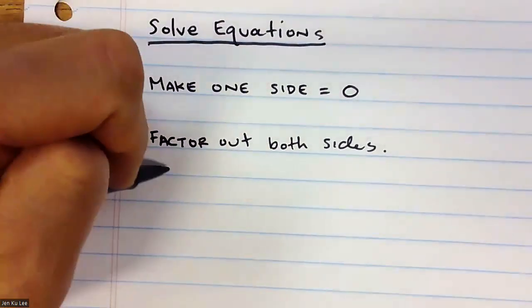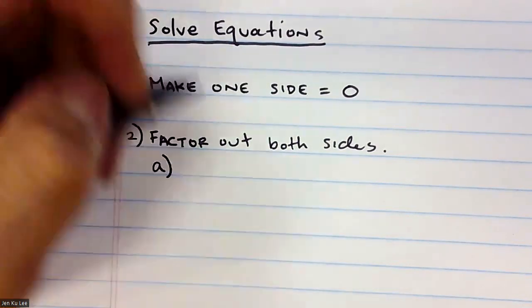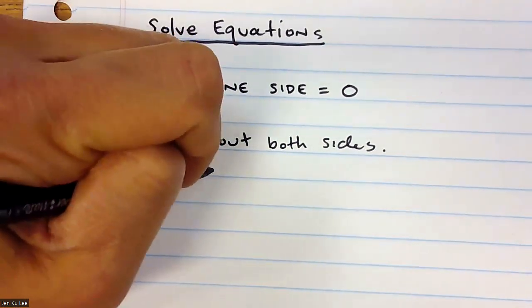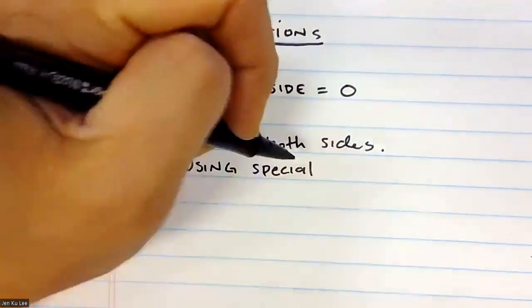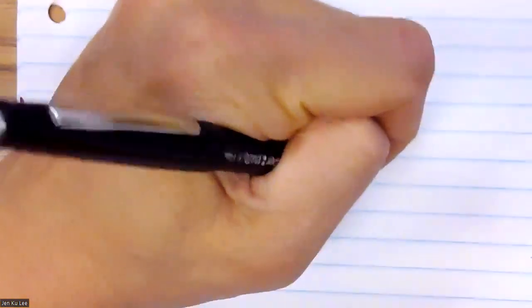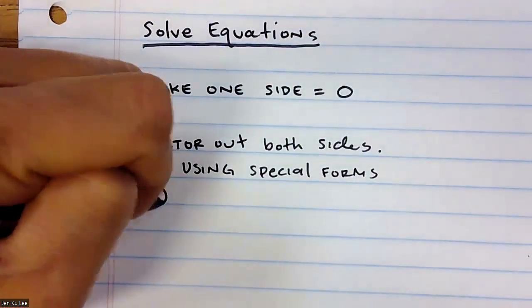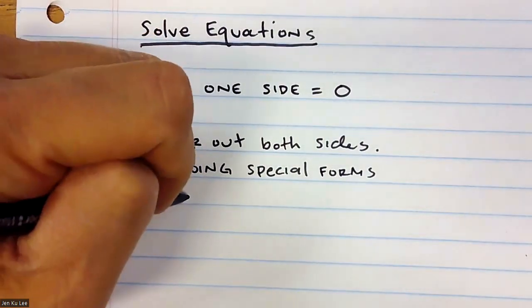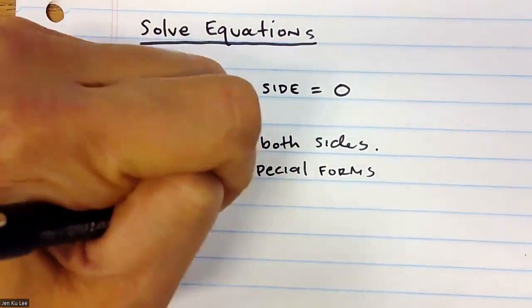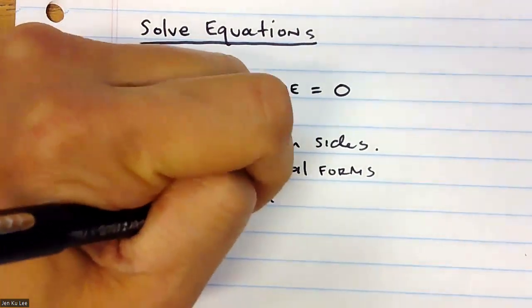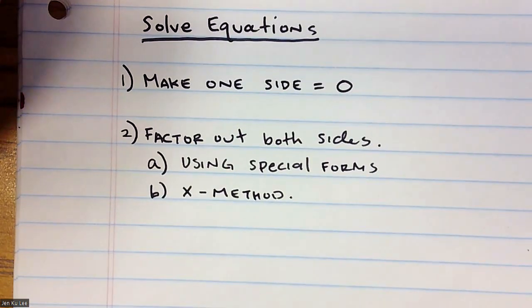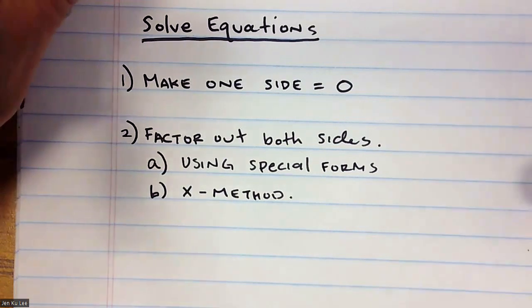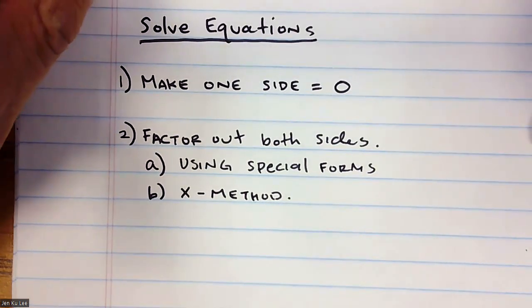I'm going to go A, check first for the special forms. And then B, X method. And we talked about the X method previously, on how to factor. So let's try these two steps with an example, side by side.